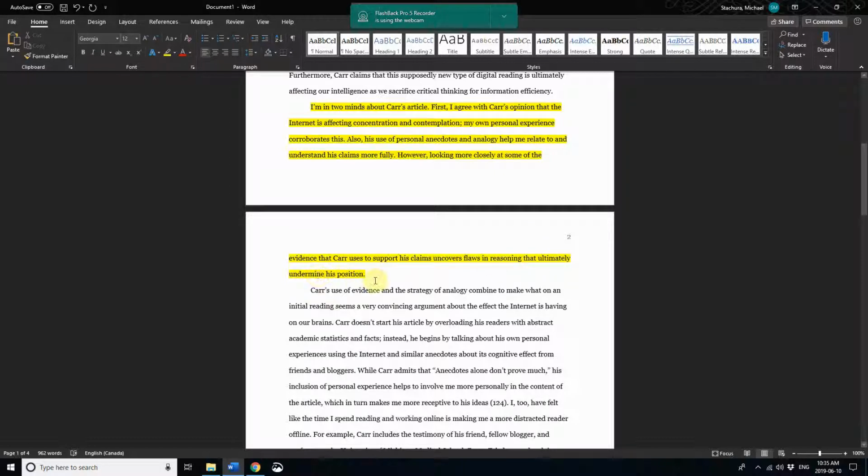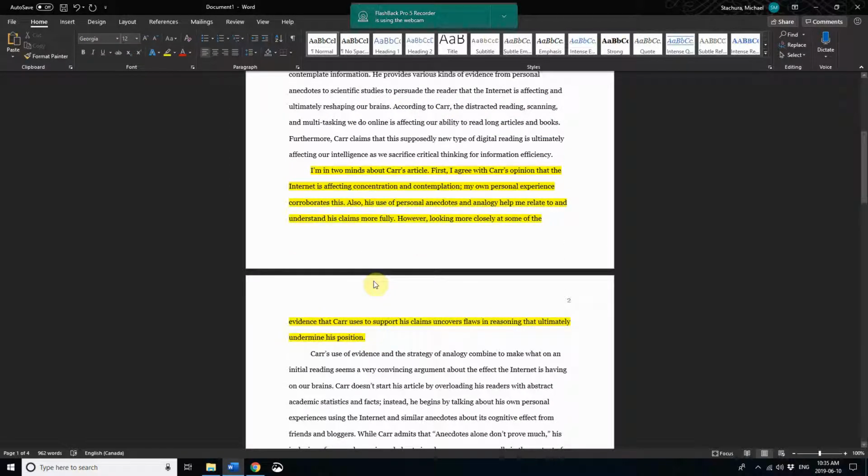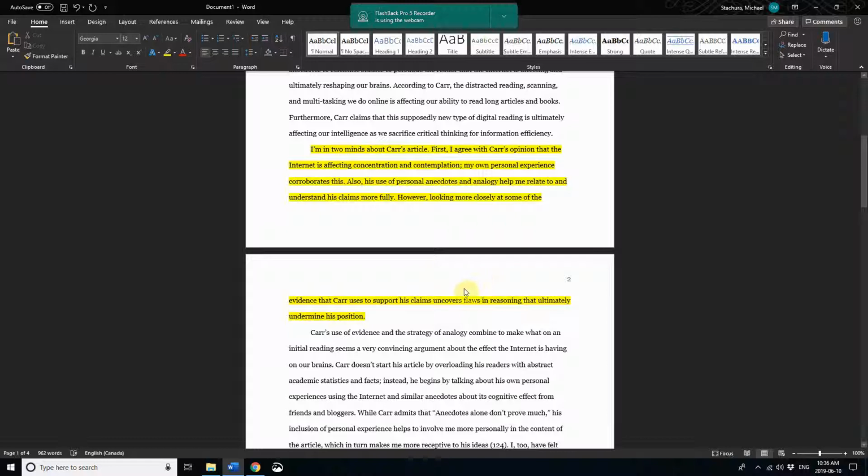ultimately undermine his position. So what I'm saying there is, yeah, I agree with a lot of what Carr's saying. A lot of my own personal experience corroborates what he's saying. I also like some of the evidence and the rhetorical strategies that he's using, such as personal anecdotes, an analogy, and so forth. This helps me engage with the article a little bit more and ultimately agree with what he's saying. However, there were parts in this article that I didn't agree with, or I thought that they were faulty. Some of his claims, I said, uncover some sort of flaws in reasoning. So I point that out.